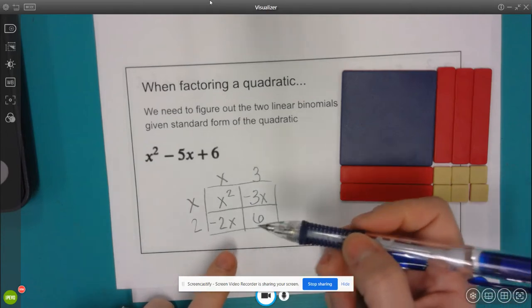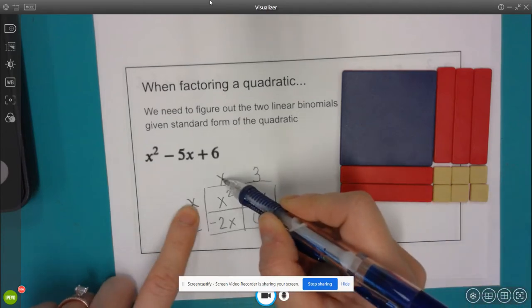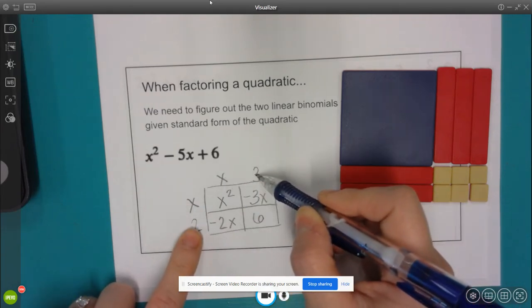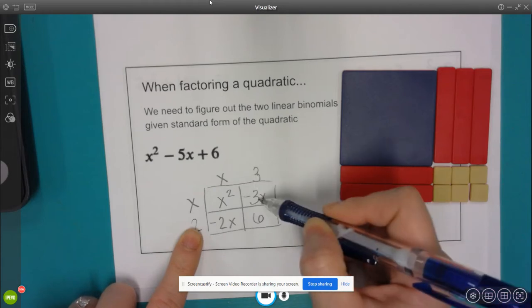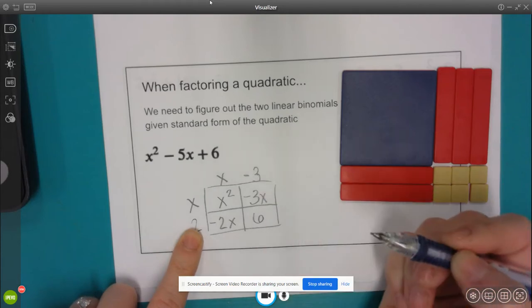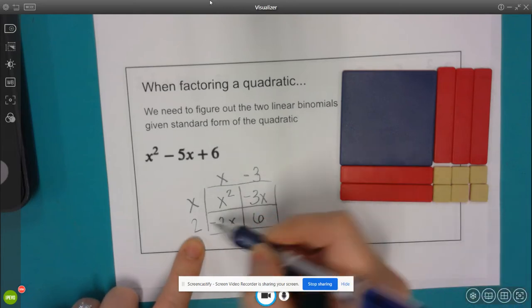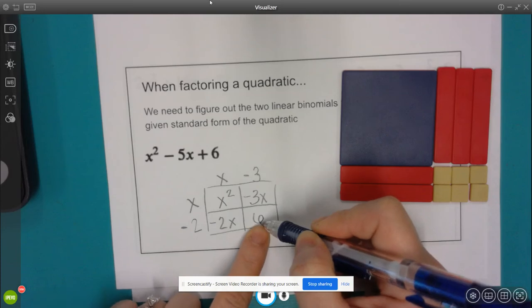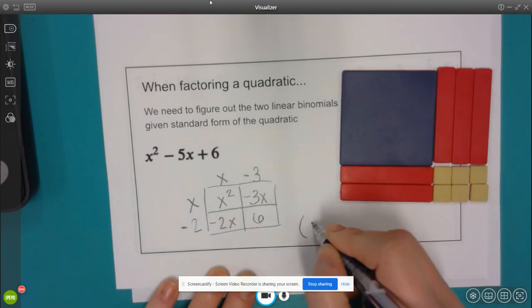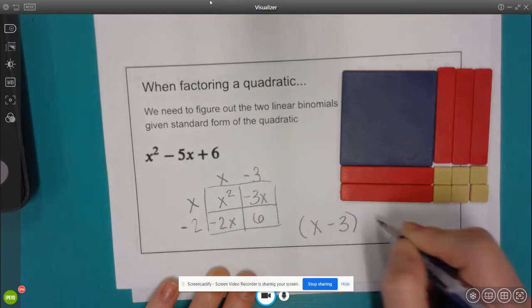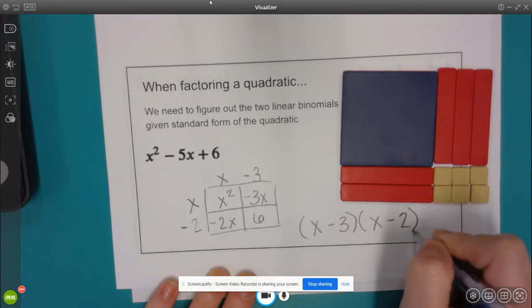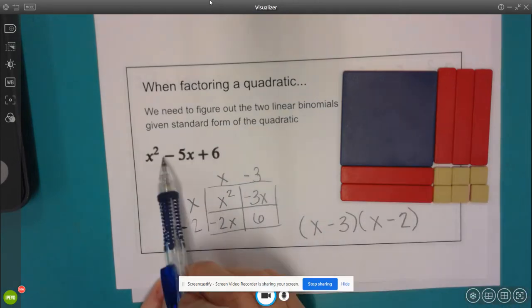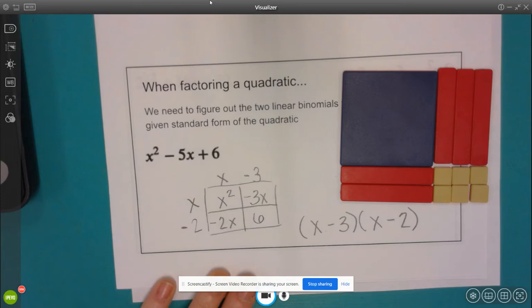Now, I have to go back and double check. I'm not going to make x's negative. If I'm going to make anything negative, it's going to be these constants. So in order to get negative 3x here, this 3 would have to be negative. And in order to get negative 2x, this 2 would have to be negative. And then when I multiply them, I'll have a positive 6. So my factored form would be x minus 3 times x minus 2. So this would be the length and the width of the rectangle that has the area x squared minus 5x plus 6.